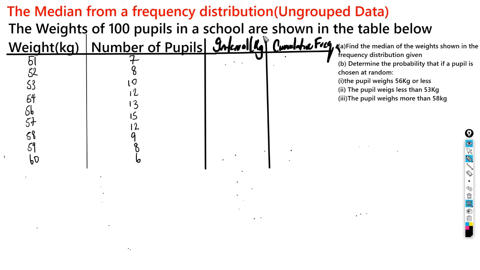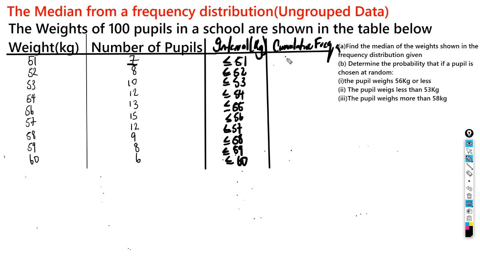It's in kilograms, and it's actually going to be less than or equal to 51, less than or equal to 52, less than or equal to 53, less than or equal to 54, just like the weight, right? Less than or equal to 55, less than or equal to 56, less than or equal to 57, less than or equal to 58, less than or equal to 59, and less than or equal to 60. Cool.